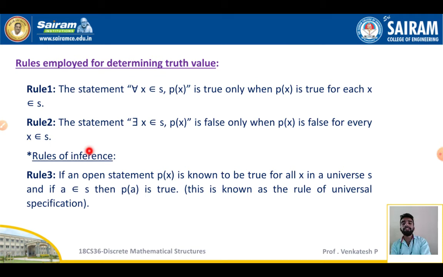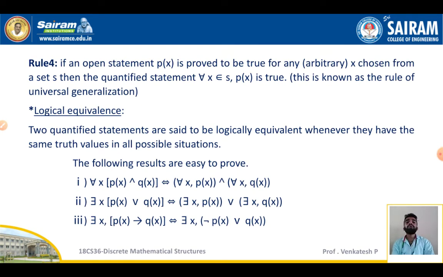Rules of inference will be called rule 3 of quantifiers. If an open statement p of x is known to be true for all x in the universe S, and if a belongs to S, then p of a is true. This is known as the rule of universal specification. Rule number 4: if an open statement p of x is proved to be true for any arbitrary x chosen from the set S, then the quantified statement for all x belonging to S, p of x is true. This is known as the rule of universal generalization.